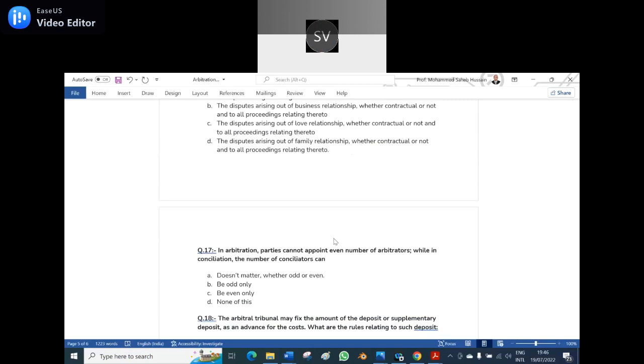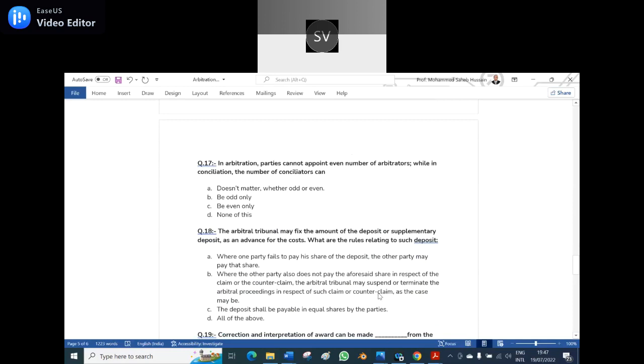Read. Yes, sir. The correct answer is option A. 17th question. In arbitration, parties cannot appoint an even number of arbitrators, while in conciliation, the number of conciliators can. Option A, it does not matter whether odd or even. Option B, odd only. Option C, even only. Option D, none of these. It's option A, ma'am. Yes, it does not matter whether odd or even for conciliators.